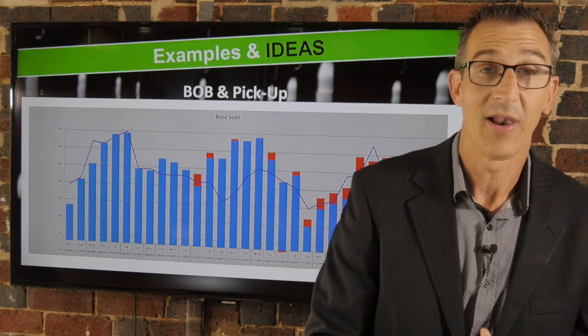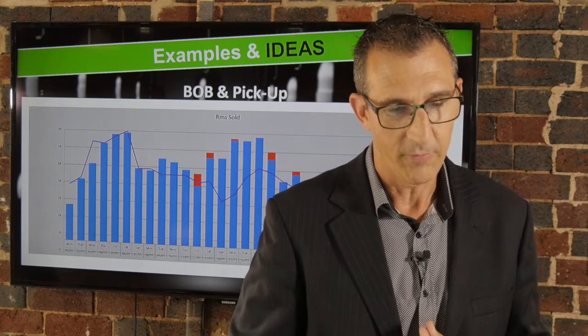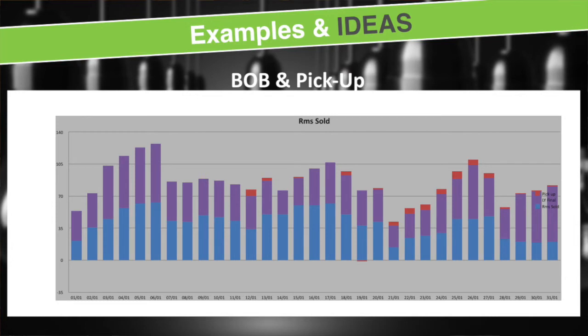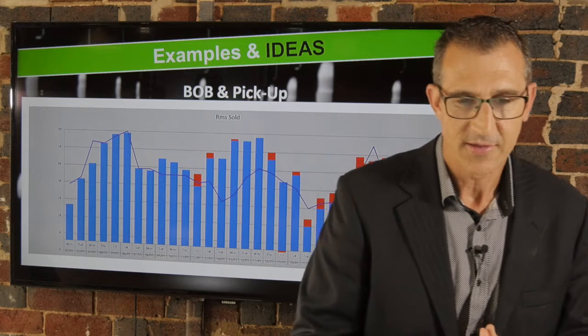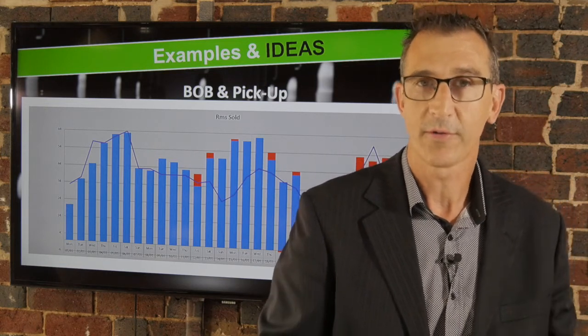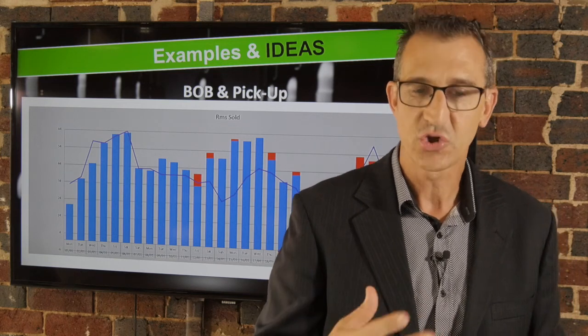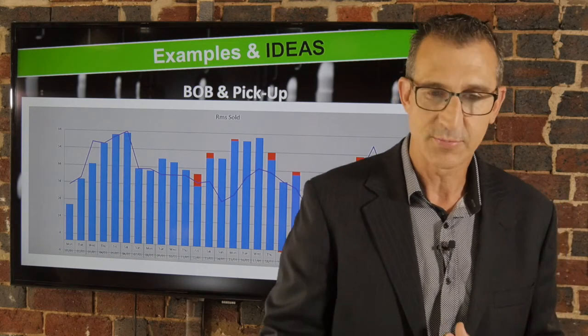This is a BOB and pickup. I love this view. I think this is one of the most visual and helpful representations you can have about what's happening. It gives you a monthly view of what's happened. BOB is business on the books, and pickup is what's happened overnight, because we're in a daily cycle here. So the blue is business on the books: the number of rooms that have already been sold as of 24 hours ago. The red section is the additional rooms that have been sold in the last 24 hours. So you can start to see where the demand is pushing into.